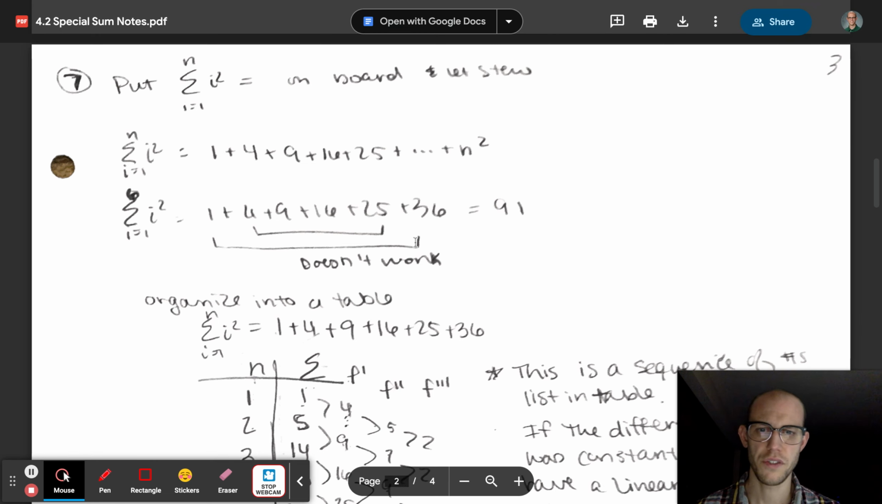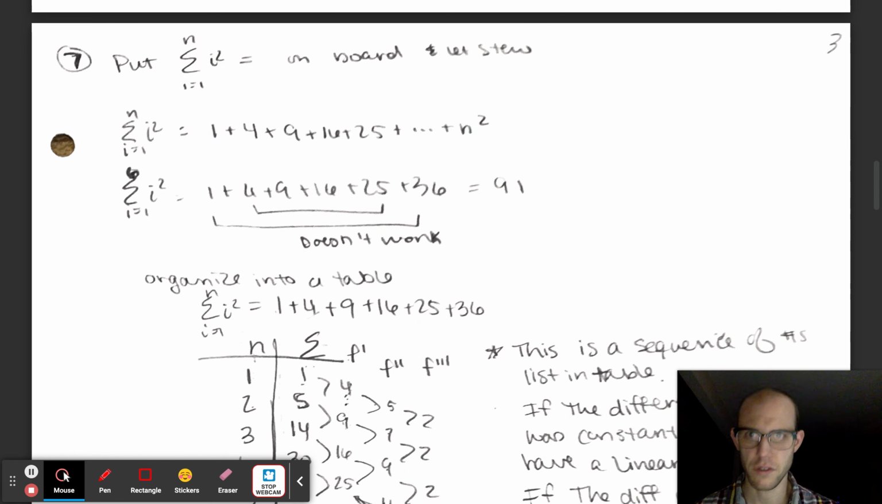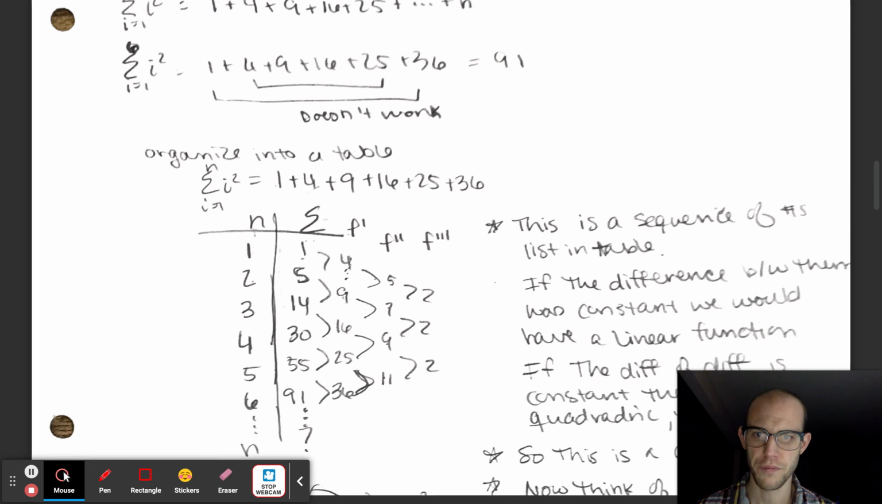Well, 1 plus 36 is 37. 25 plus 4 is 29. 9 plus 16 is 25. So not the same number, not the same method is going to work. But let's organize things in a table.